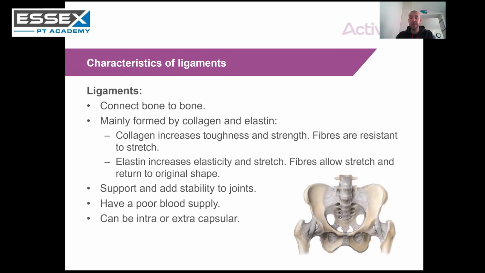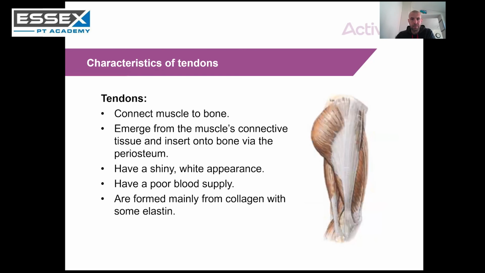They have a poor blood supply, so actually when they get injured, they are a bit of a pain to heal because of that. They can be intra or extra capsular, so they could be inside the knee joint, like the cruciate ligaments, or they could be outside, the knee, any joint, but the knee joint is a good example. Like your lateral collateral ligament, which goes over the side. So that's your characteristics of ligaments.